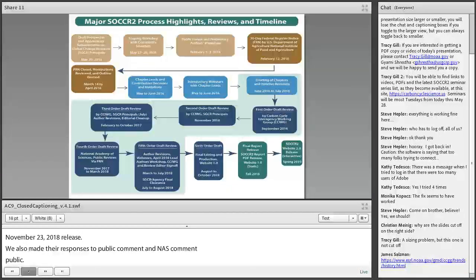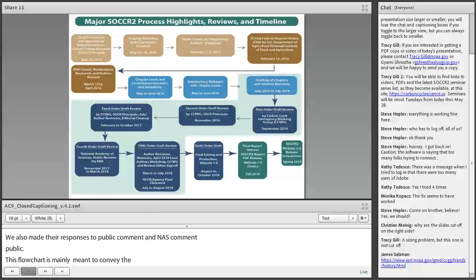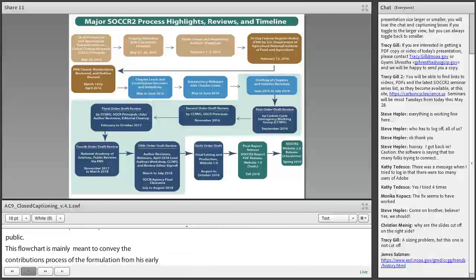This flowchart is mainly meant to convey the convoluted process of the report formulation steps, from its early approval or green lighting by the Subcommittee on Global Change Research, going through different steps and public engagement processes. We kept all this very transparent from beginning to end, and we worked really hard to engage the public throughout different steps, which I will describe later.